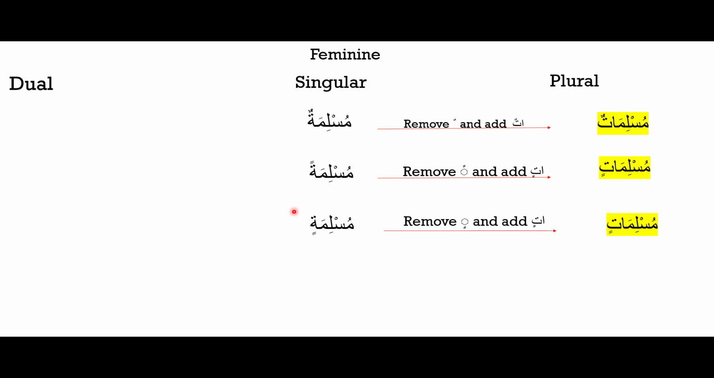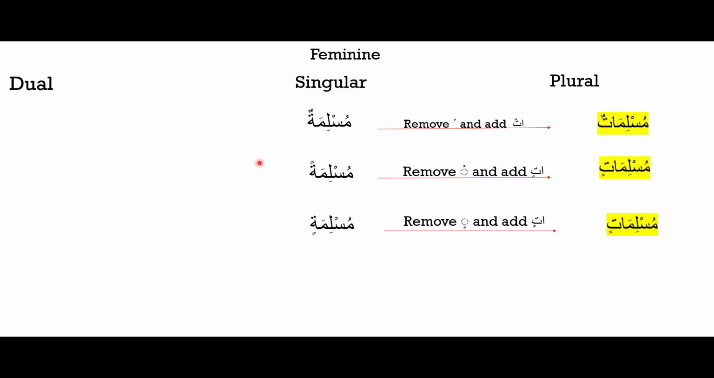Again, if you have noticed, we have the same ending letters for mansub as well as majroor forms. Depending on the context of the sentence, we will be able to find whether this noun is mansub or majroor. You don't have to worry about that right now. Here we are just practicing how to make sound feminine plurals. So this is how we make feminine sound plurals.